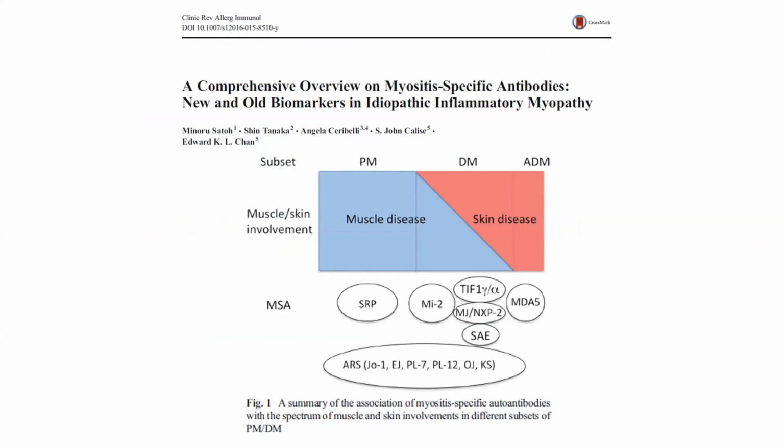So the interest and the burden of these autoantibodies in the diagnosis is still a little bit debated among myositis experts. For instance, you can see in this relatively recent review that SRP are classified among polymyositis. Mi-2 is somewhere between polymyositis and dermatomyositis. And all the antisynthetase autoantibodies are distributed between polymyositis and dermatomyositis.